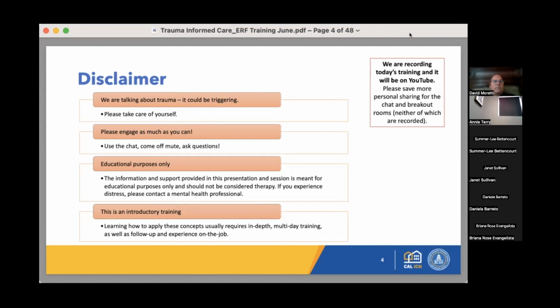And this is an introductory training. Learning how to apply these concepts usually requires much more in-depth multi-day training as well as follow-up and experience on the job. But today we're going to use the breakout rooms to help you apply the information as much as possible in our couple of hours together today.